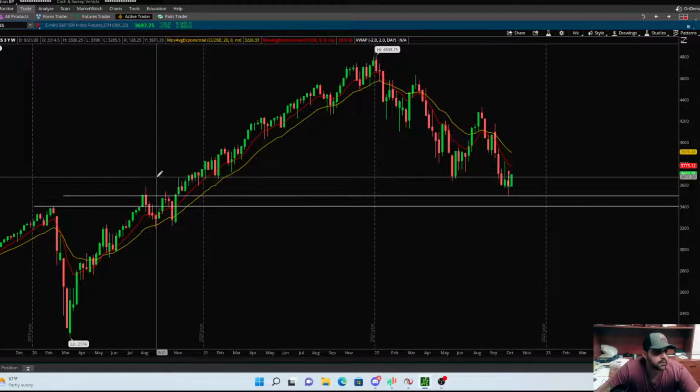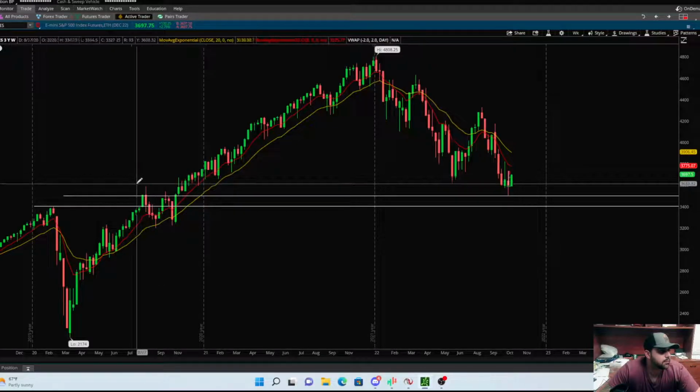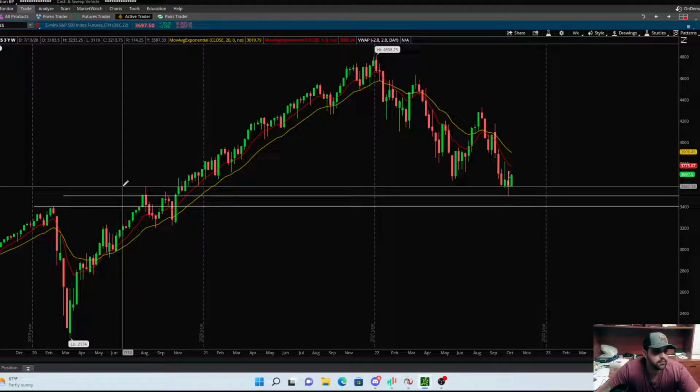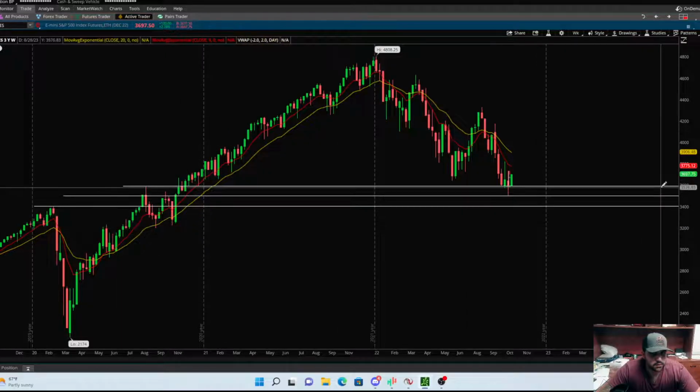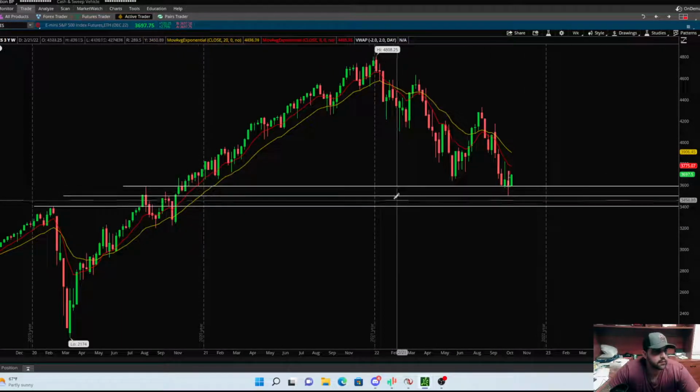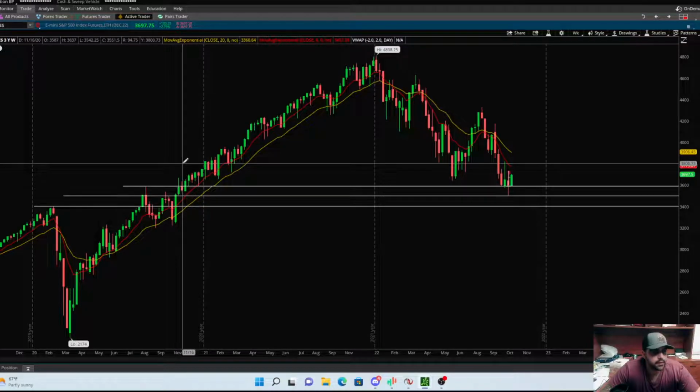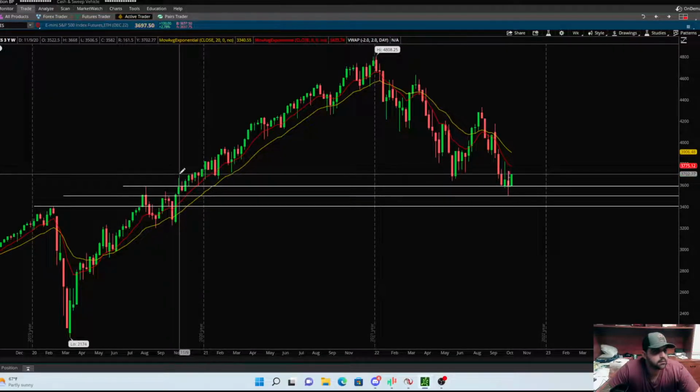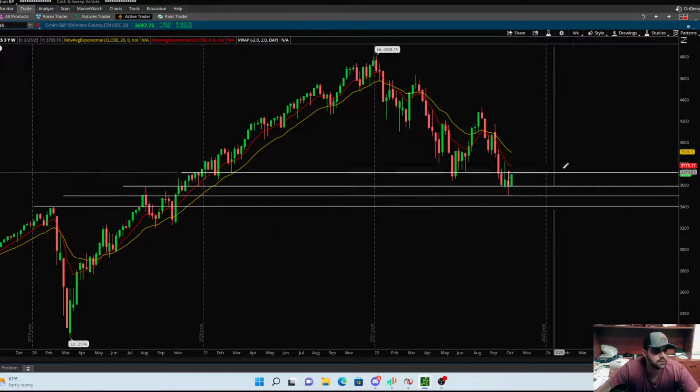Got another level that I watch here. This is a nice level. Got this level, of course, which is 3,600. We got another level, which is right here. This is another level around the 3700s.